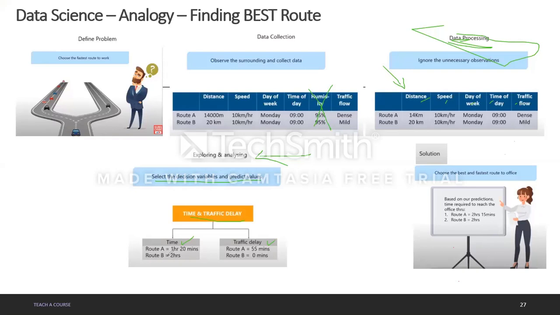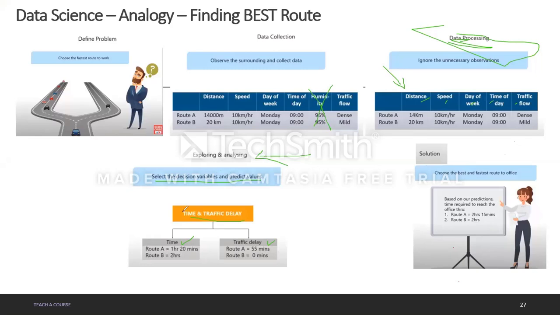So here route A is 1 hour 20 minutes. Okay, and then route B, I'm taking 2 hours. And in the same way, the delay here is 55 minutes, and route B is 0 minutes, right? So they're doing all the traffic delay analysis over here. Okay, don't get confused much here.